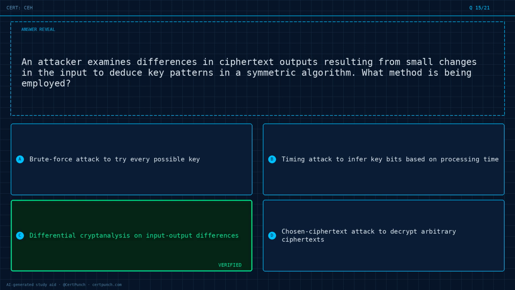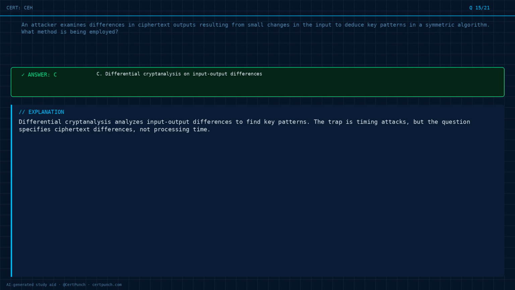The answer is Option C. Exam logic. Differential cryptanalysis analyzes input-output differences to find key patterns. The trap is timing attacks, but the question specifies ciphertext differences, not processing time.